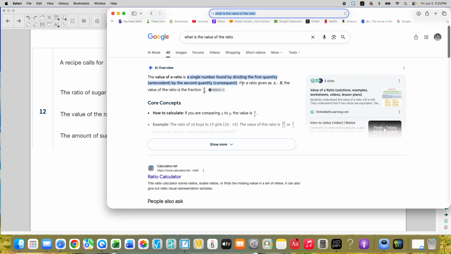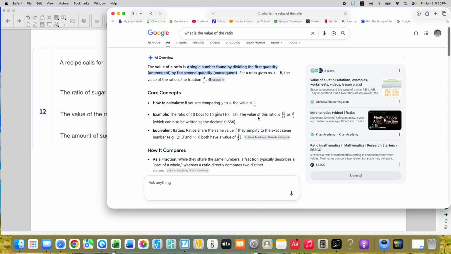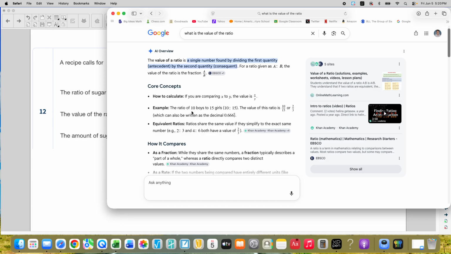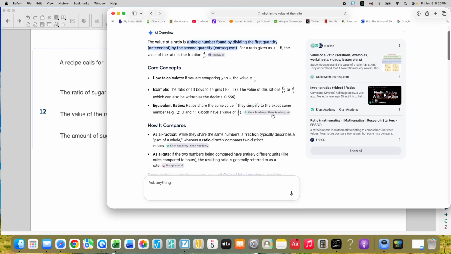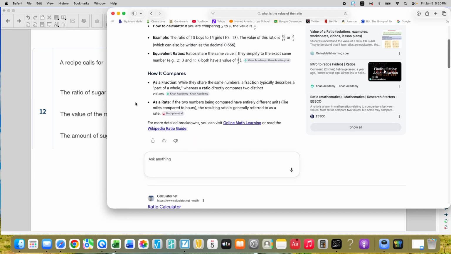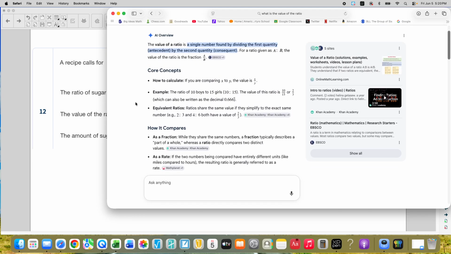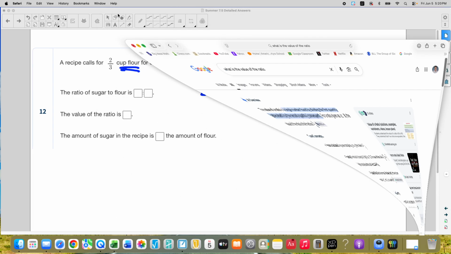The value of a ratio is a single number found by dividing the first quantity, the antecedent, by the second quantity, the consequent. For a ratio given A to B, the value of the fraction is A over B. Okay, so how to calculate? Here's an example: 2/3, which can be written as a decimal. So, okay, I kind of think I know what I'm going to do.